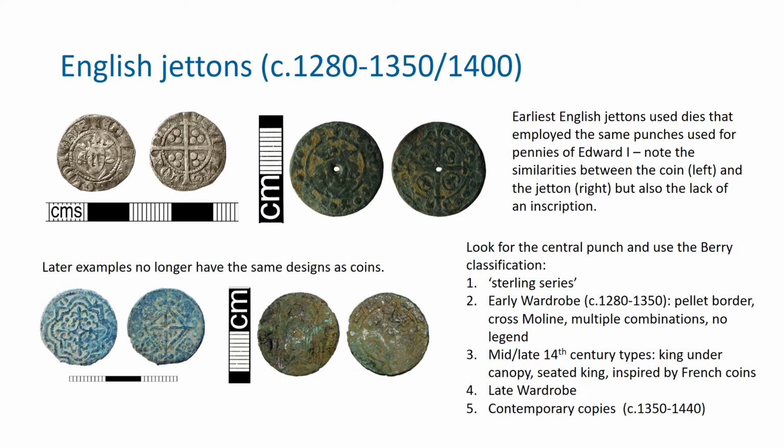Group 3, the mid to late 14th century types. These are slightly larger and inspired by French coins. The most common reverse on these types are the king under a canopy and the seated king. Group 4, the late wardrobe series. These are even larger and are thought to be wardrobe counters of the second half of the 14th century, hence the name again. Group 5. The final subgroup consists of contemporary copies of other Jettons.